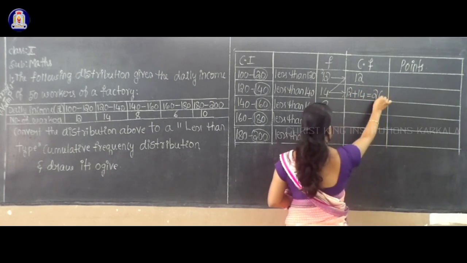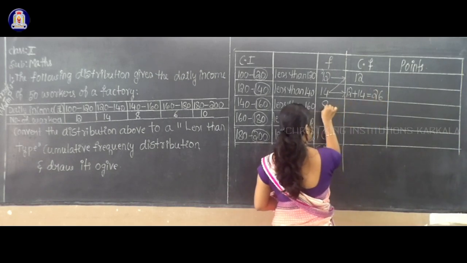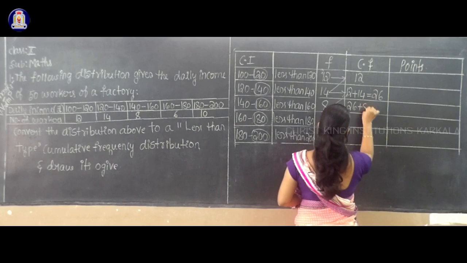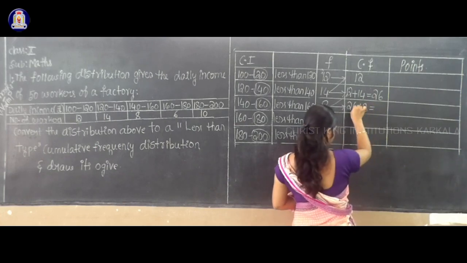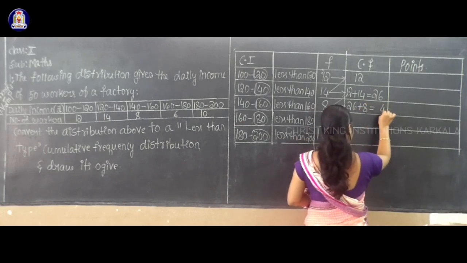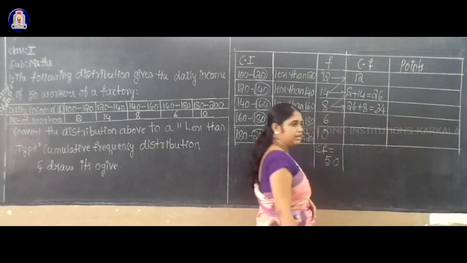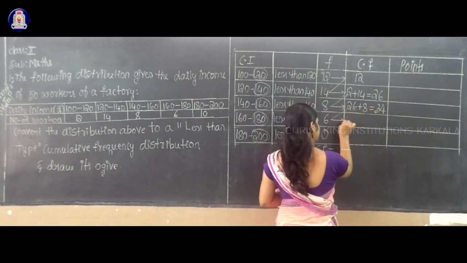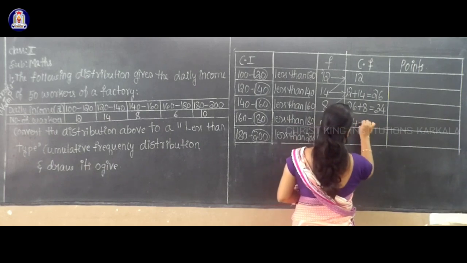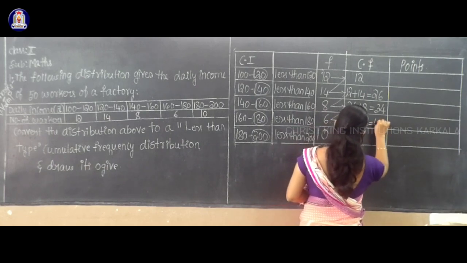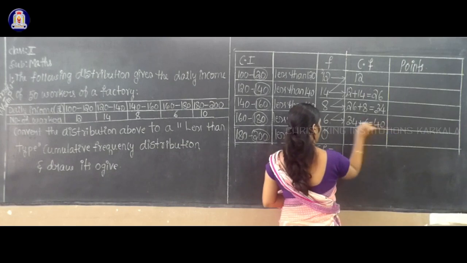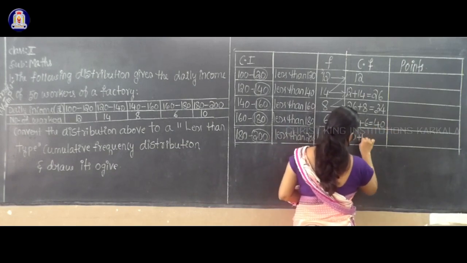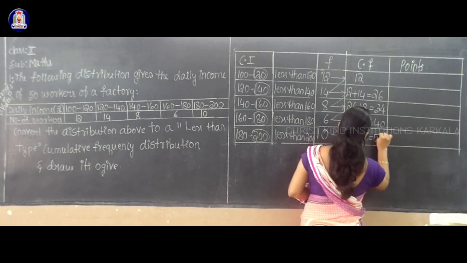12 plus 14 equals 26. Next, add this 26 to 8. 26 plus 8, how much will you get? 6 plus 8 is 14, so you will get 34. Now add this 34 with 6. 34 plus 6 equals 40. Now add this 40 with 10. 40 plus 10 equals 50.